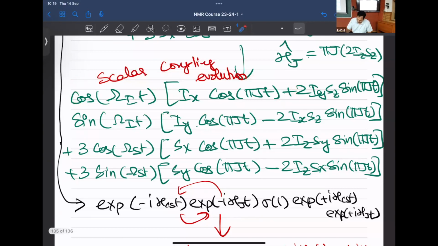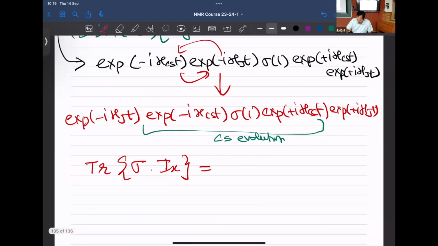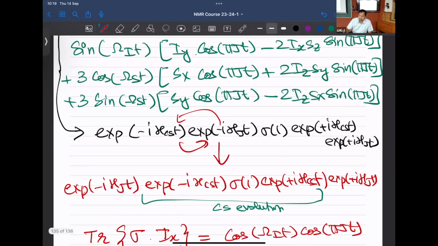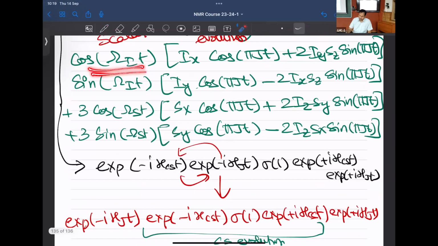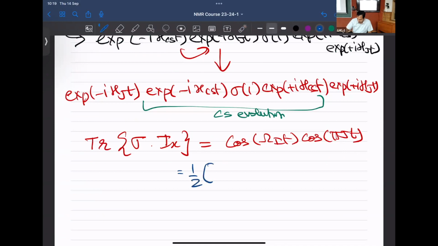So except for the first term, everything goes away. Okay. So therefore, what you'll only have here is cos of omega I t times cos of pi J t. These are the two terms that are present. Immediately, what you are able to observe is that you can write it as cos of (omega I plus pi J) t plus cos of (omega I minus pi J) t.